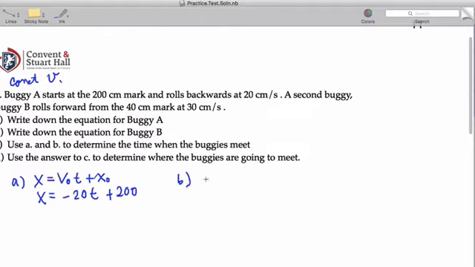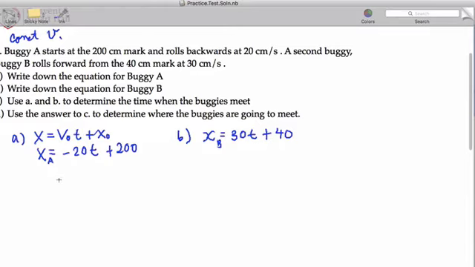For buggy B, we will write down its equation. It starts at the 40 centimeter mark and moves at 30 centimeters a second. So we have x equals, this is for buggy A, and for buggy B, we will have 30 times t plus its initial position, plus 40. Excellent. Now, what we're going to do is use A and B to determine when and where the buggies meet.